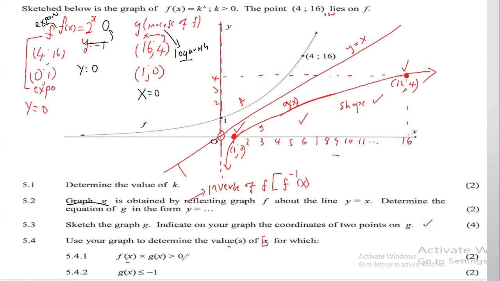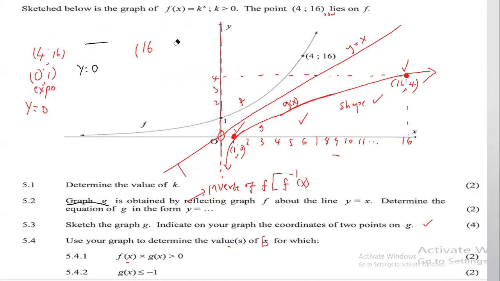For f times g to be greater than 0, meaning they are looking for the product of the function f and the function g. They are saying if we multiply these two functions, f and g, the graph and its inverse, what are the values of x whereby their product will be above 0? Let me explain this idea very well.